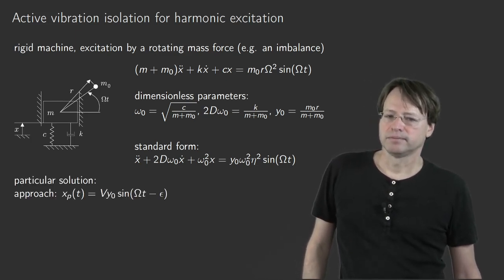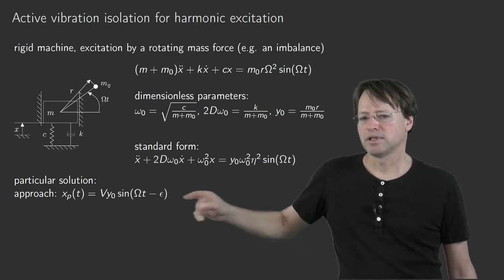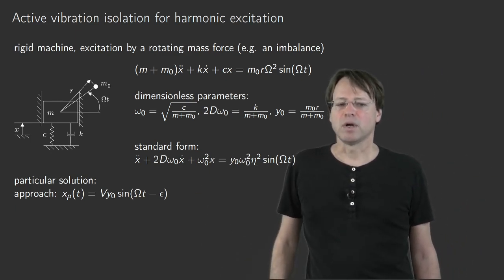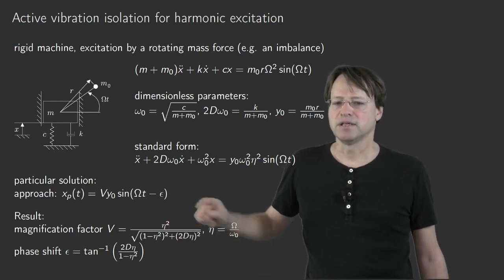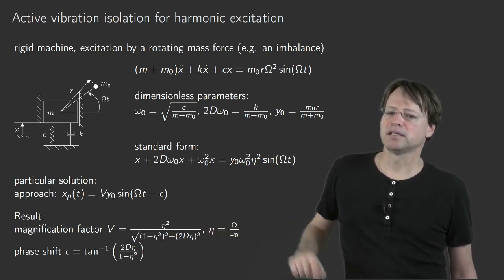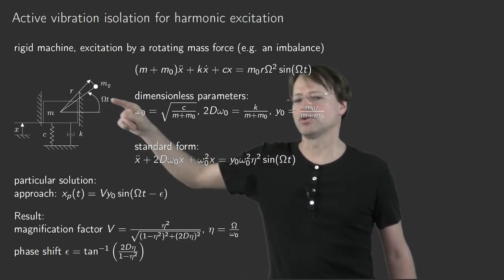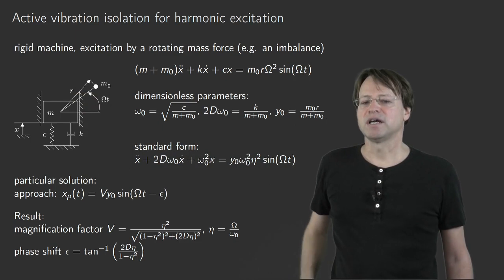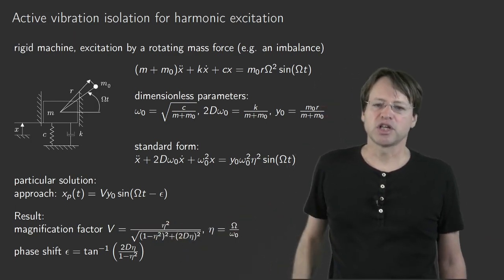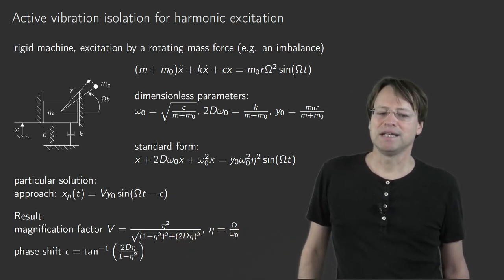So for the particular solution the approach is now x equals V y naught sine omega t minus epsilon. For the magnification factor what we obtain is here: V is equal to eta squared over the square root of (1 minus eta squared) squared plus (2d eta) squared, and eta is again the frequency ratio, so the ratio between excitation frequency, which is the rotation frequency of that mass point, divided by the natural frequency. And for the phase shift, we find that it is unchanged, it depends on the left hand side of that equation, it's the tangent of 2d eta divided by 1 minus eta squared.